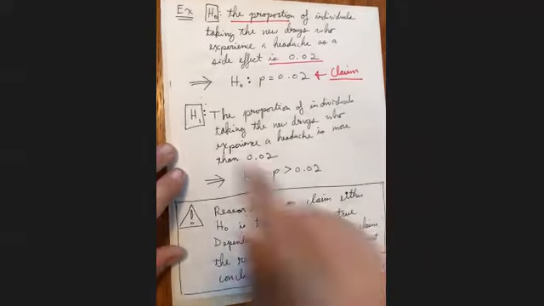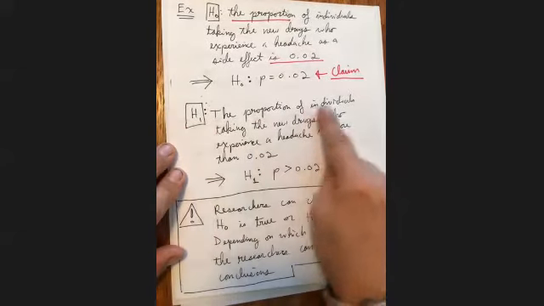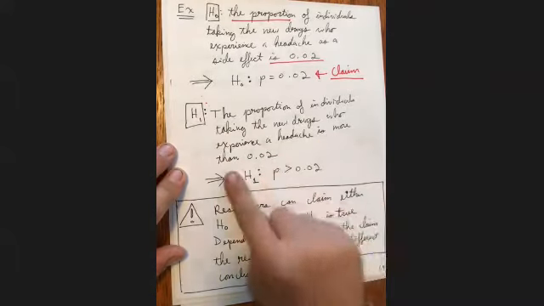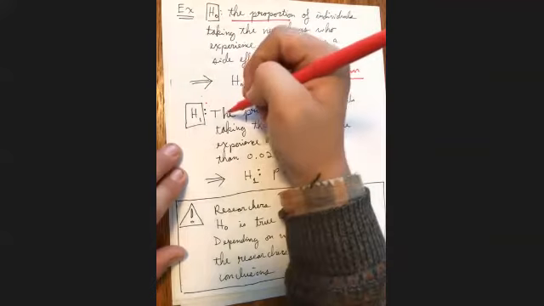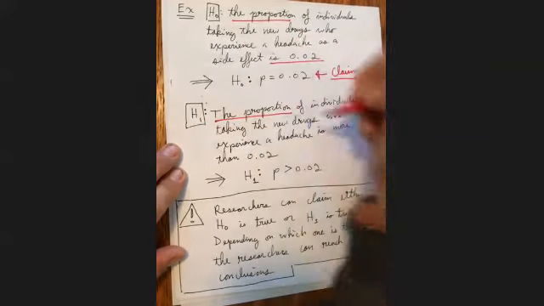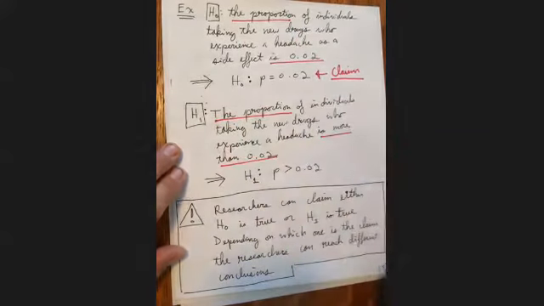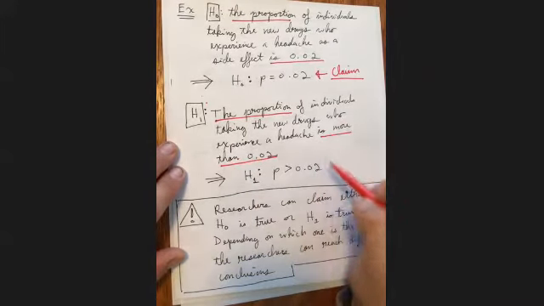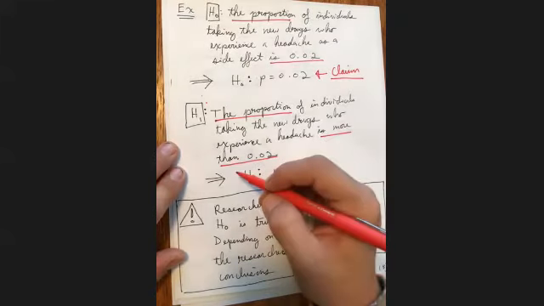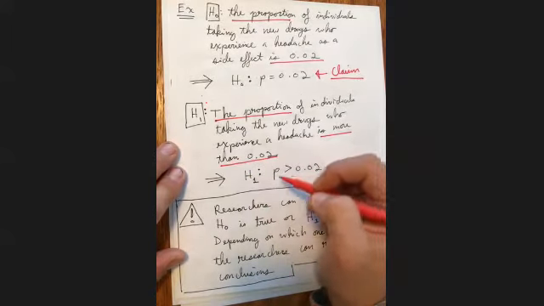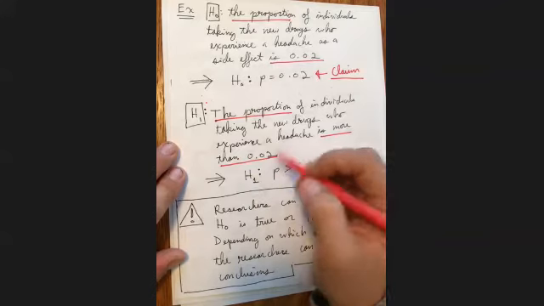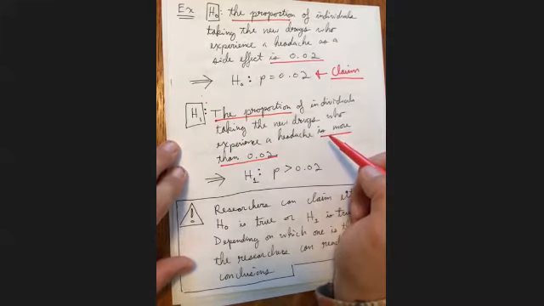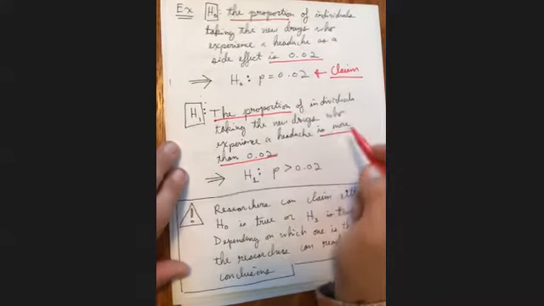Alternatively, they could say the researchers claim that the proportion of individuals taking the new drugs who experience a headache is more than 0.02. The proportion is more than 0.02. So they've told us what the alternative hypothesis is. "More than" is a greater than symbol, so we know that there is no sense of equality here. They don't say at least 0.02. They say more than 0.02.